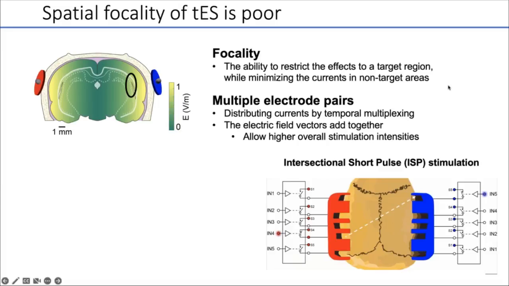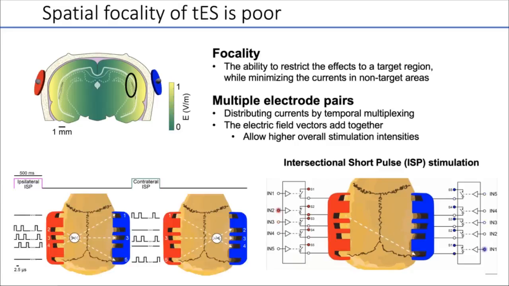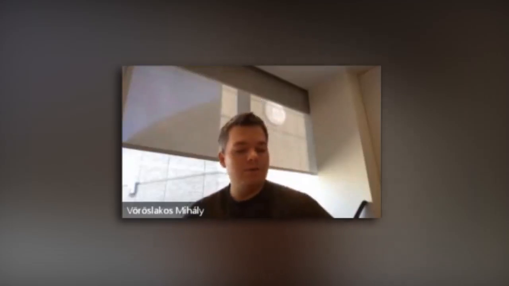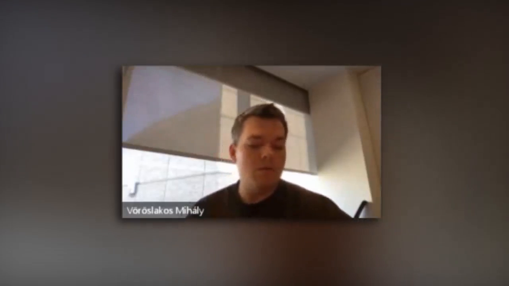During my PhD, we also developed a method called intersectional short pulse stimulation. You can see on the bottom right the idea that we use 3 electrode pairs to distribute currents by temporal multiplexing. The electric field vectors add together, so ISP may allow higher overall stimulation intensities. And what is this ISP? We just turn on and off the stimulation electrode pairs, one after the other. And in order to distribute the currents, we just change this configuration.